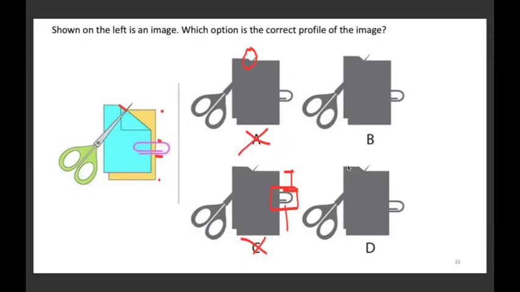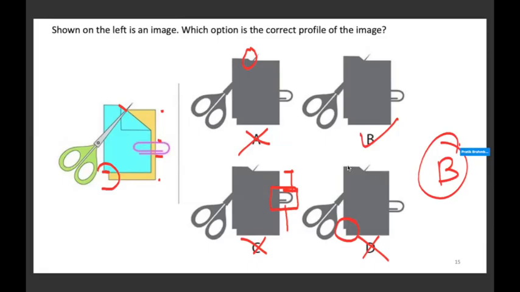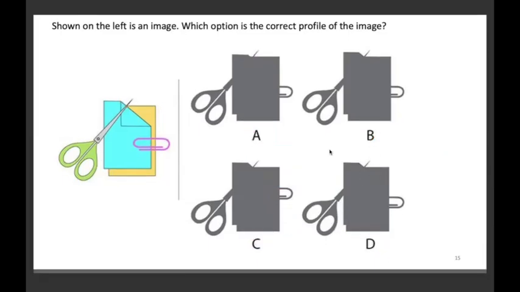Between B and D, when you compare, you'll find D का ये वाला part थोड़ा कम है, यहाँ पे वो distance ज़्यादा है ये वाला. So D is wrong, henceforth B is the correct answer. Okay, we'll move to the next one.